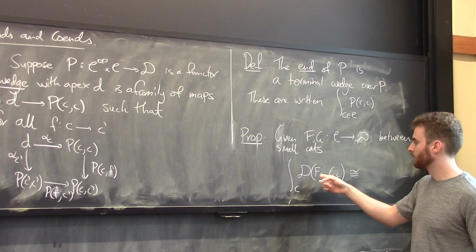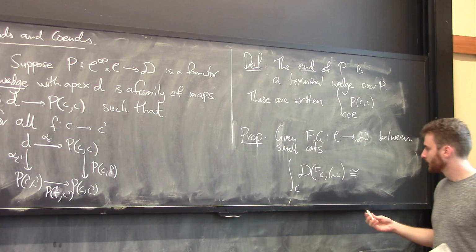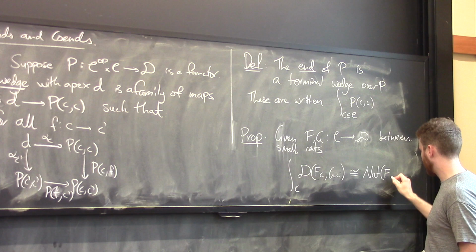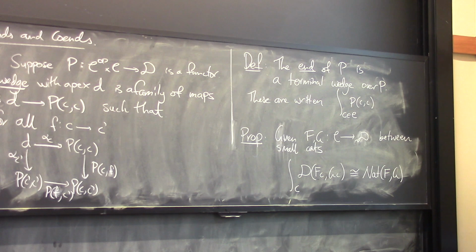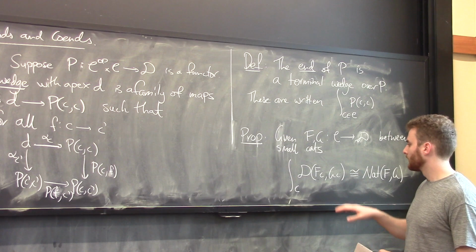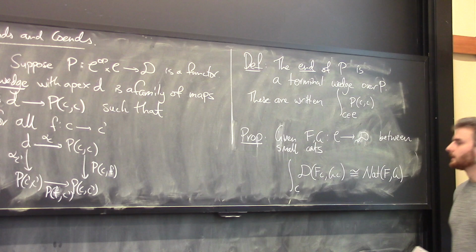And that sounds kind of familiar. We might expect such a thing to be a natural transformation, and indeed, this end is exactly equal to the set of natural transformations from F to G. So, how might we think about this? Well, let's think about a cone over this functor in here. And to make things even simpler, let's think about just a cone with apex a terminal object.